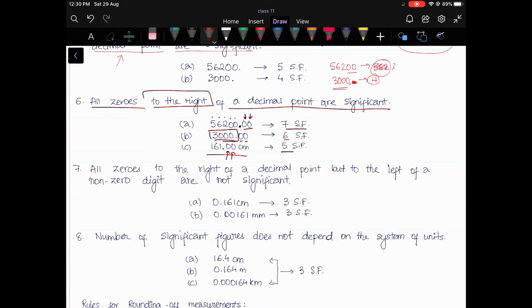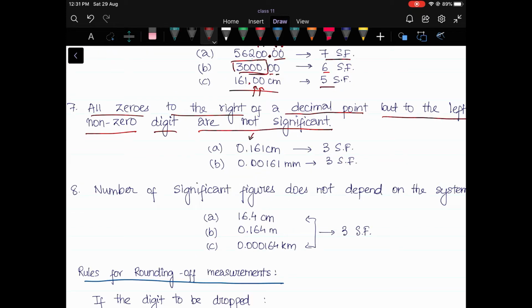But the next rule says all zeros to the right of a decimal point but to the left of a non-zero digit are not significant. We have a decimal, we have a 0 in front of it, but this 0 is not after a non-zero number like 3 or anything. It is simply a 0 there, and this 0 should not be counted.